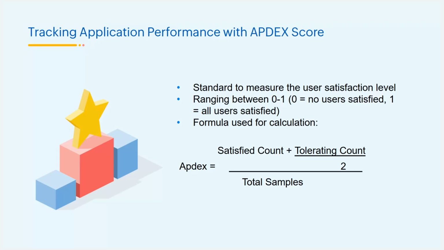Now, checking the application performance with the AppDex score. The Application Performance Index, or AppDex score, is a standardized metric used to measure user satisfaction and the application response time. The AppDex scale ranges from 0 to 1, where 1 is the best and represents excellent user satisfaction. Based on the total samples collected, the AppDex score is calculated as the sum of the satisfied count plus half of the tolerating count, over the total samples collected during the transaction period.